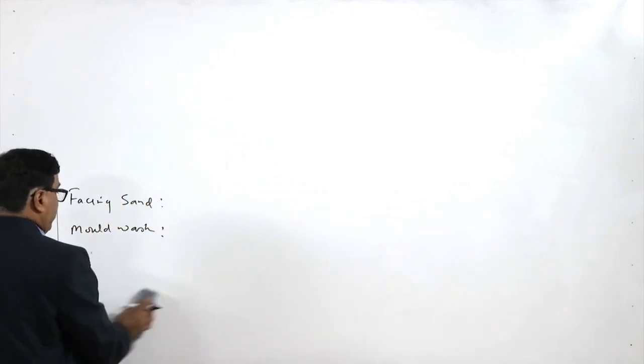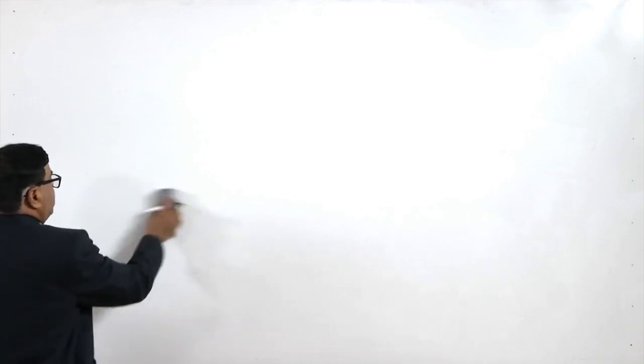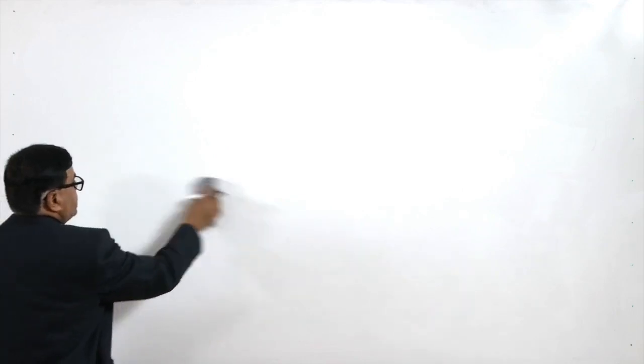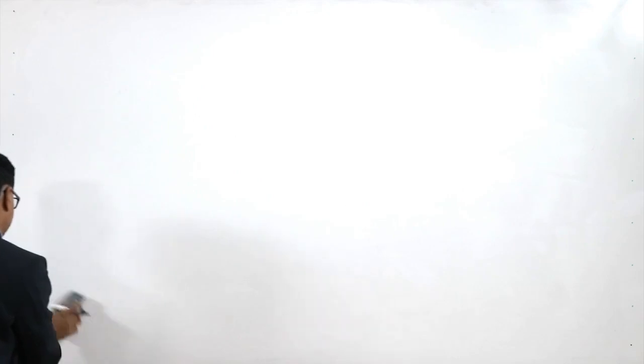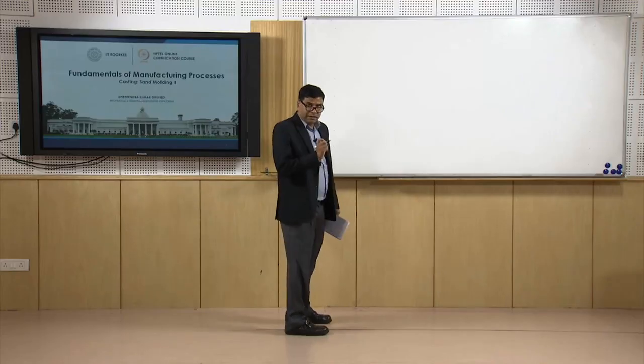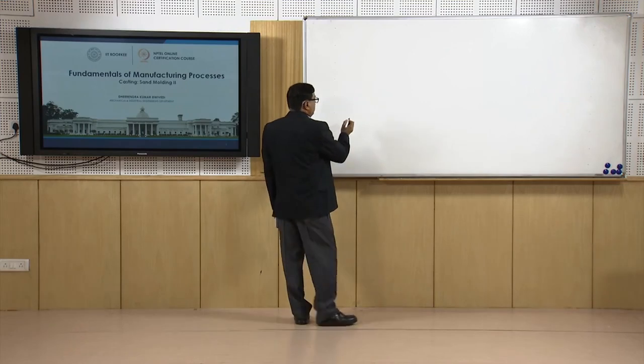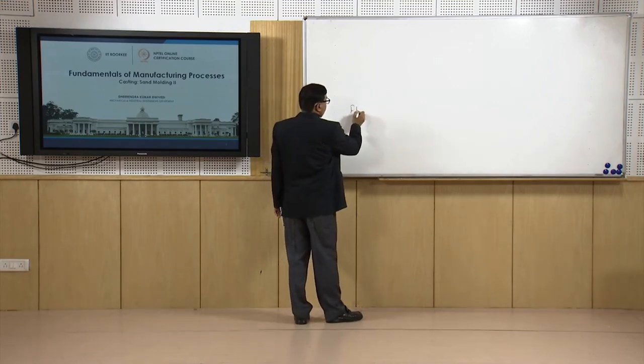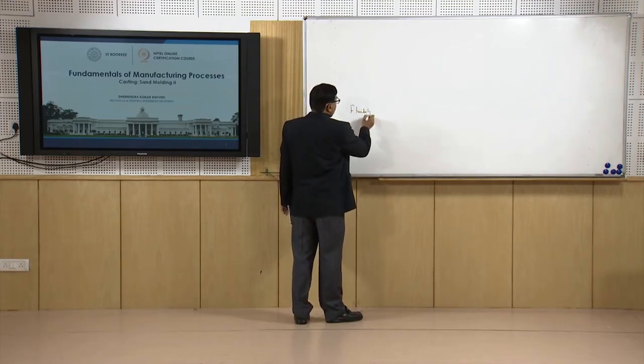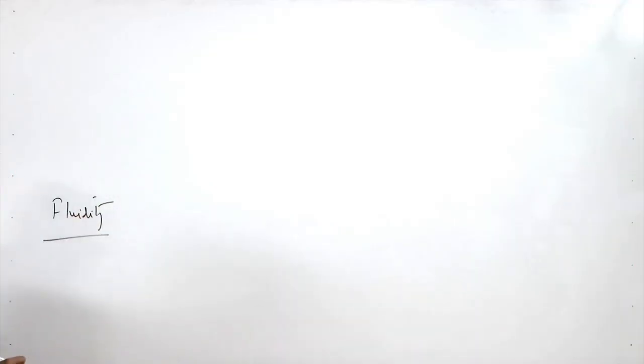So, when the parting sand is used. So, these are the different types of sands which are used in the foundry industry. Now, we will be coming to another important property which matters for the development of the sound casting, which is the fluidity.